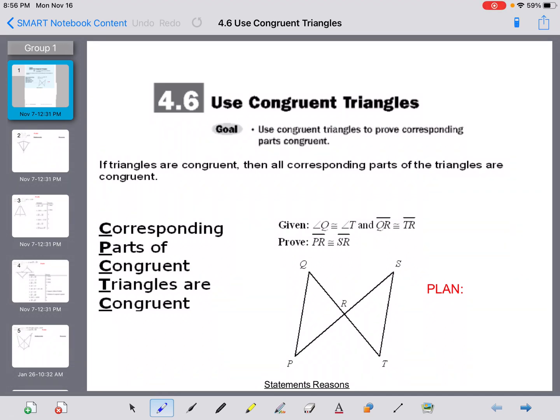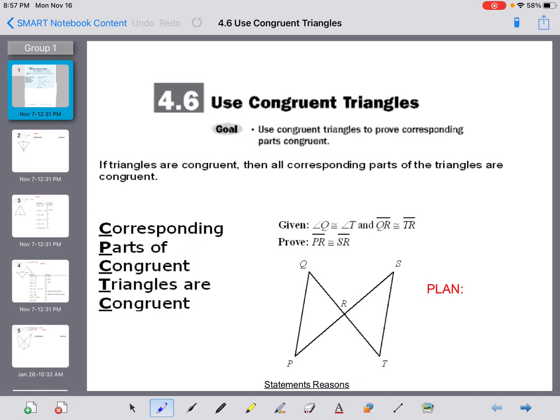4.6, using those congruent triangles. So we've just gone through many sets of notes and then that quiz, and we concluded there's 5 ways to prove triangles congruent. You can do side, side, side, side, angle, side, HL for hypotenuse leg, AAS, angle, angle, side, or angle, side, angle, ASA. Those are the only 5 ways we can prove them, but those 5 ways can prove any set of triangles congruent. So if we can find that relationship, we can prove them congruent.